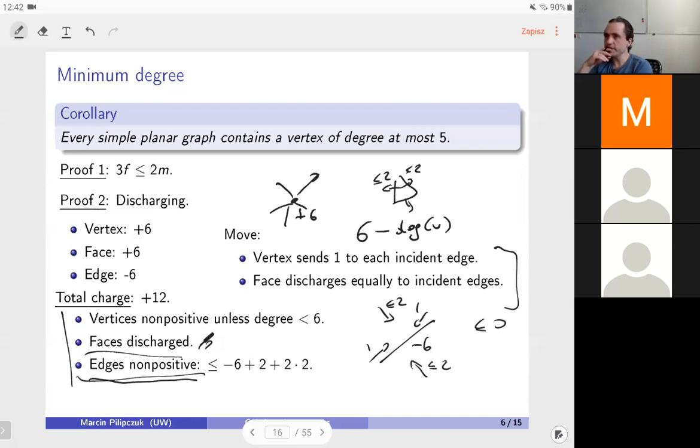So I want to show you a second example of a discharging argument. That's actually more complicated, and you'll see something.